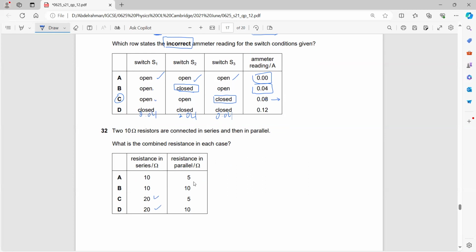If they are in parallel, you're not required to actually calculate it, but you know that if you have two resistors in parallel, the total resistance decreases. It becomes less than either of the resistors. So it cannot be 10. It has to be 5, which is less than 10.